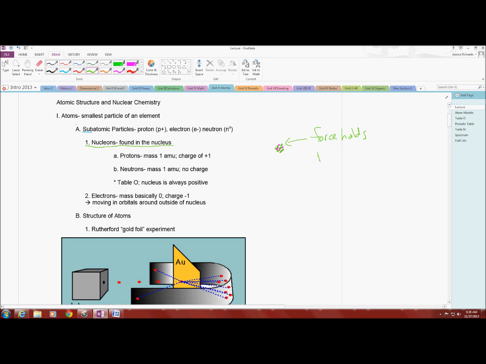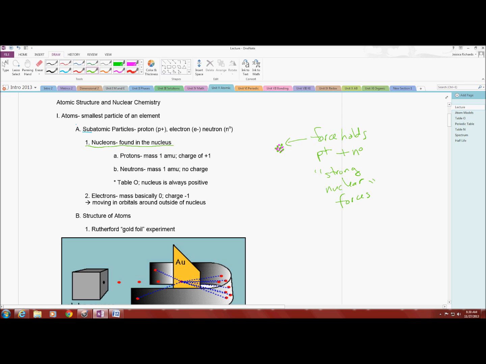So the force holds the protons and the neutrons together. They call it strong nuclear forces. And these are the forces that we release when we split an atom in a nuclear reaction. That's the amount of energy that's given off during a nuclear explosion or in a nuclear power plant. It's this energy holding these guys together.